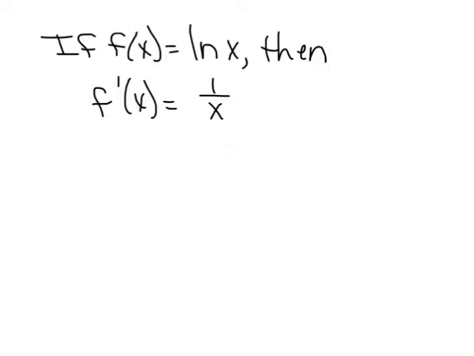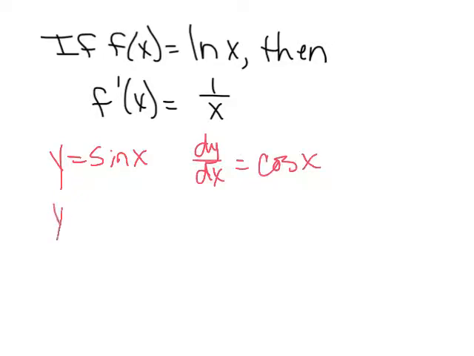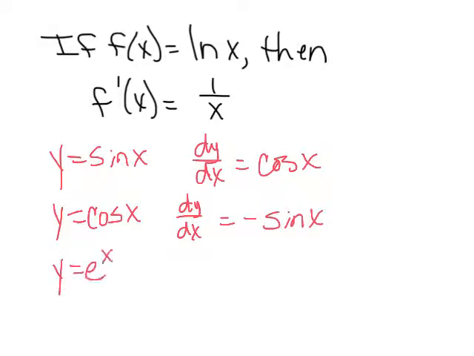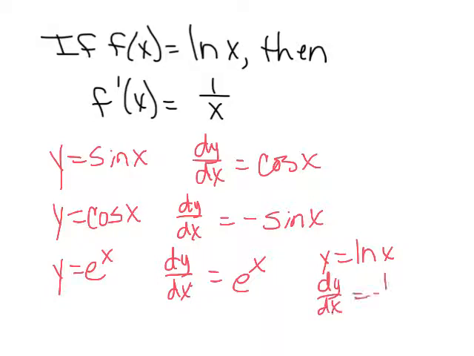So all of these together, if I have y is equal to the sine of x, then dy dx is the cosine. If y is equal to the cosine, dy dx is negative sine of x. If y is equal to e to the x, then dy dx is still e to the x. And then finally, if y is equal to the natural log of x, then dy dx, the first derivative, is 1 over x. Those are our 4 transcendentals we're going to work with today.